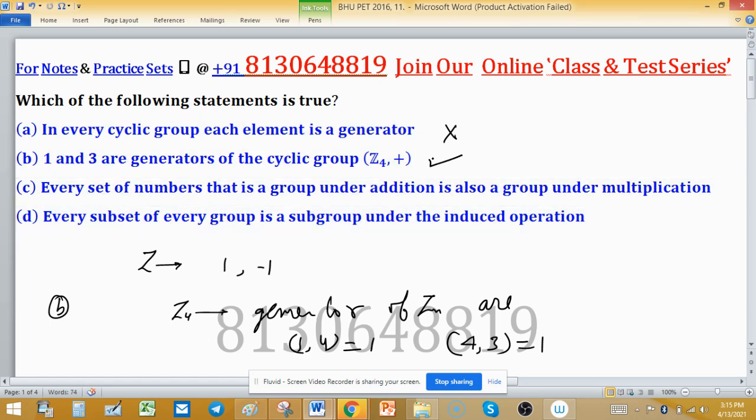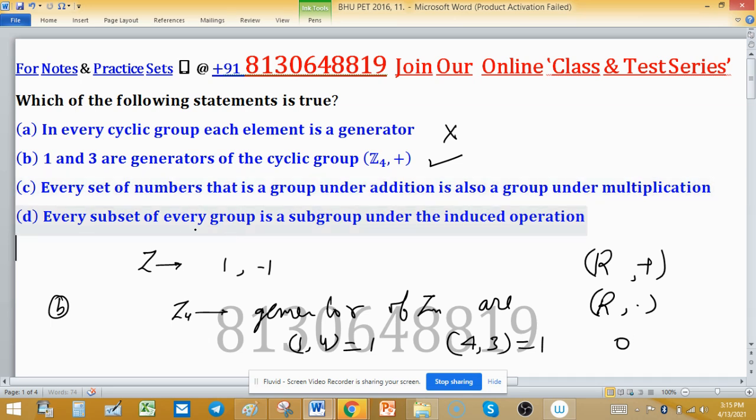Every set of numbers that is a group under addition, so you can consider R plus is a group under addition, is also a group under multiplication. Every set of numbers that is a group under addition is also a group under multiplication. Not so: R with multiplication is not a group because the inverse of 0 doesn't exist.